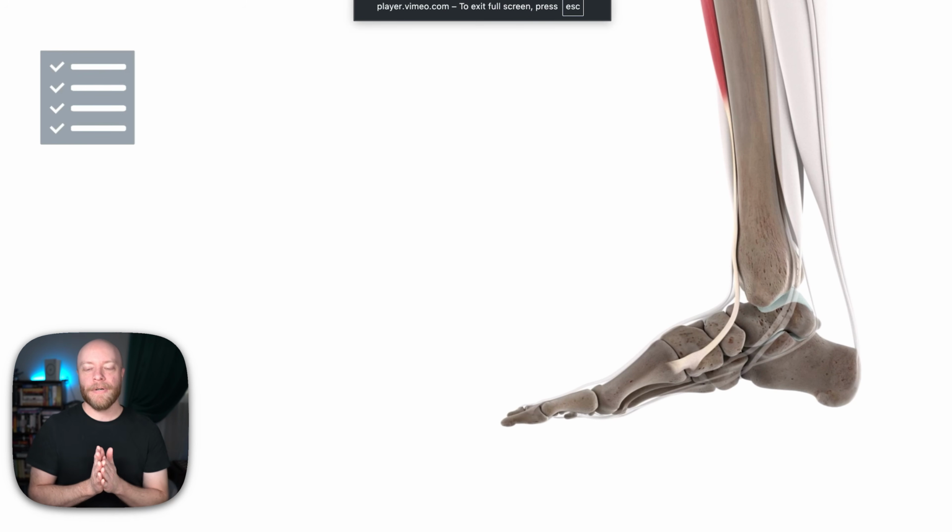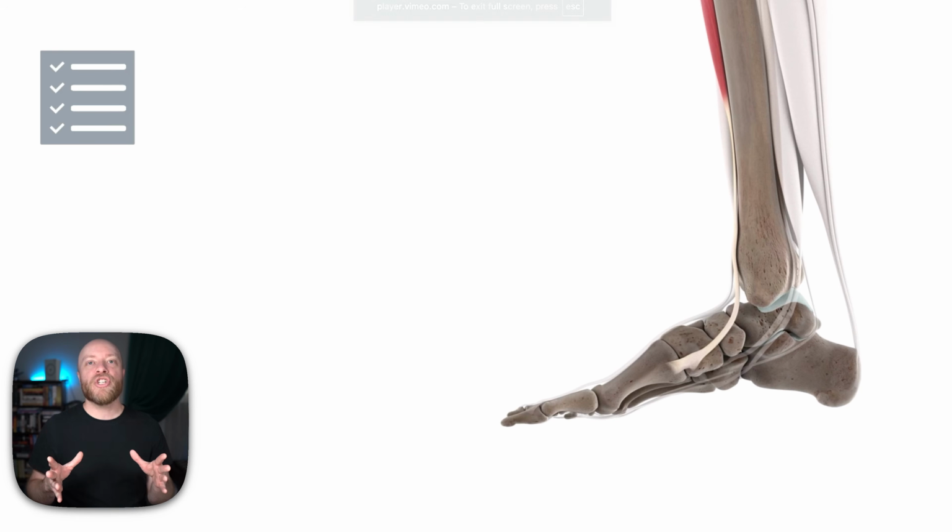So what we have here is an animation of the foot and the ankle joint, and we're going to see how tibialis anterior is going to pull on it. Let's orient ourselves to what we're looking at. You can see a medial view of the foot, and you can see the tibialis anterior coming here. We can see its tendon is traveling anterior to the ankle joint, and then is going to be inserting here at that medial cuneiform, and then the base of the first metatarsal.